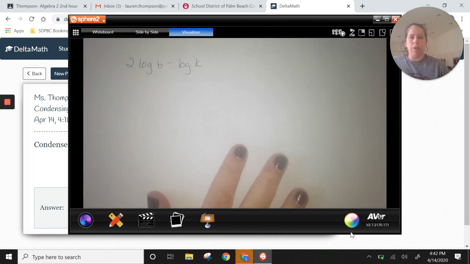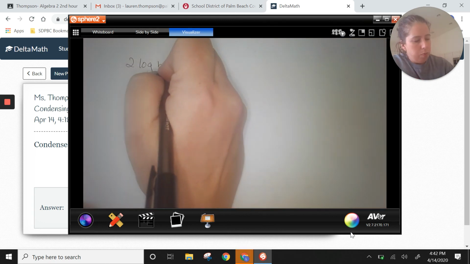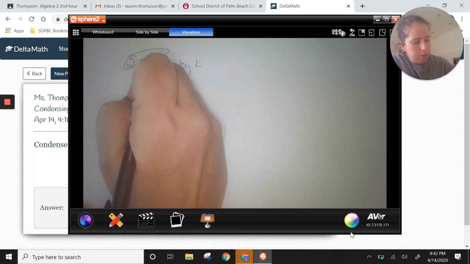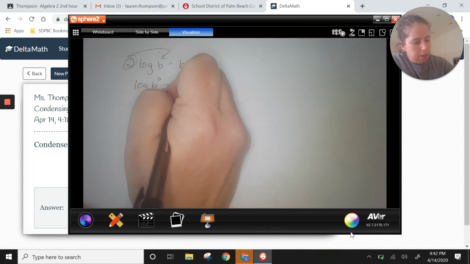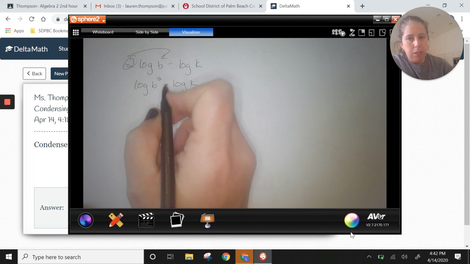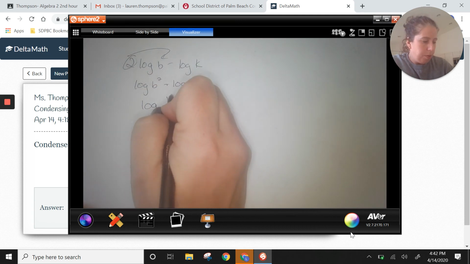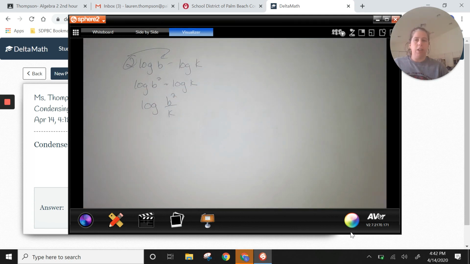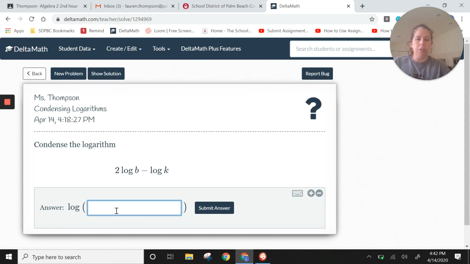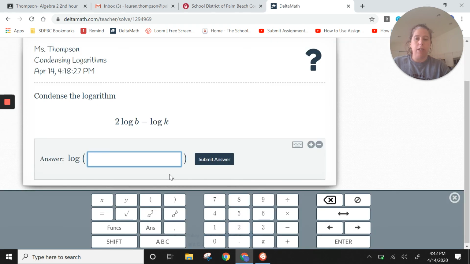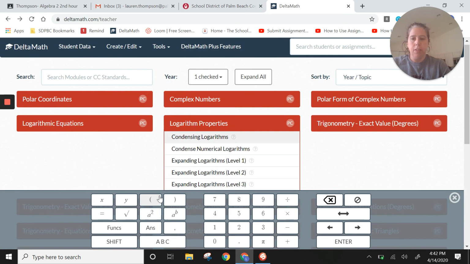So here we go, right? Exponents up top. So log b squared minus log k. Minus means divide. So I got log b squared over k, right? So let's go back. All you're going to do in the box is just b squared over k.